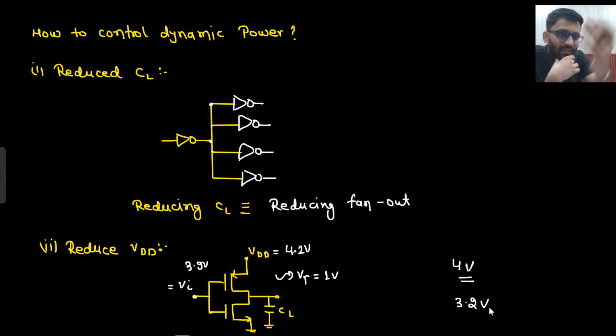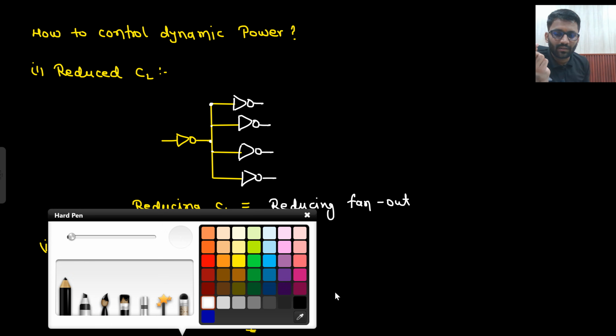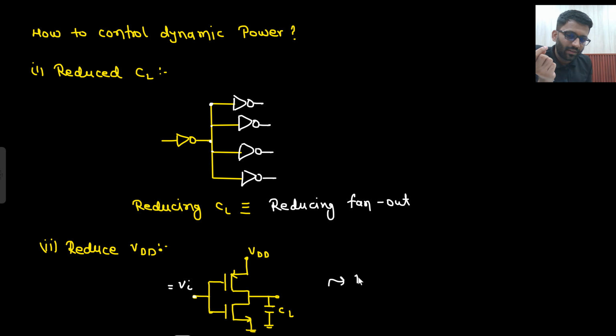If I am reducing my supply, then the applied input that I can apply to turn on that transistor is being reduced. That means my VIH is reduced. So if VIH is reduced, what am I doing? I am trading off with noise margin. So if I reduce the supply, then what will happen? Noise margin reduces. So the effect of noise will increase.